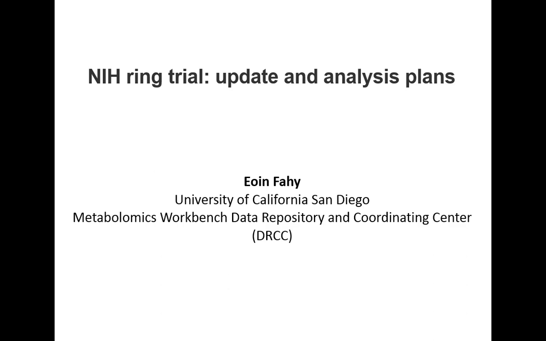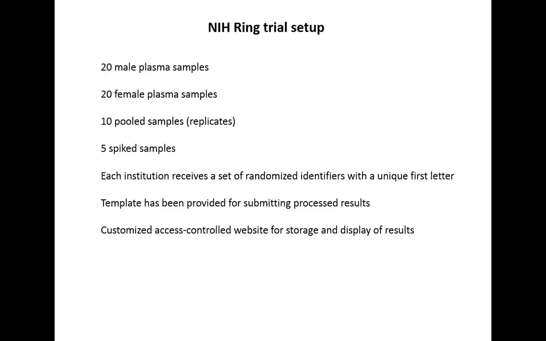Okay, thanks, Andrew. As David pointed out, unfortunately we can't show you the real results here today, but we can show you the direction we're going and what we intend to do, how we intend to analyze the data. As Andrew pointed out, we have the 50 samples: 20 males, 20 females, 10 pooled, 5 spiked. Each institution received these with randomized identifiers, so the identifiers across the different institutions didn't match.